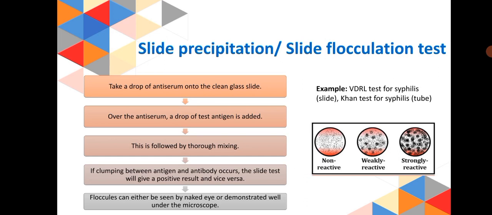Slide precipitation, also known as the slide flocculation test. In this method, take a drop of antiserum onto a clean glass slide. Over the antiserum, a drop of test antigen is added. This is followed by thorough mixing. If clumping between the antigen and antibody occurs, the slide test will give a positive result, and vice versa. Floccules can either be seen by naked eye or demonstrated well under the microscope. Examples in which such a test is followed are the VDRL test for syphilis and Kahn's test for syphilis in tubes.